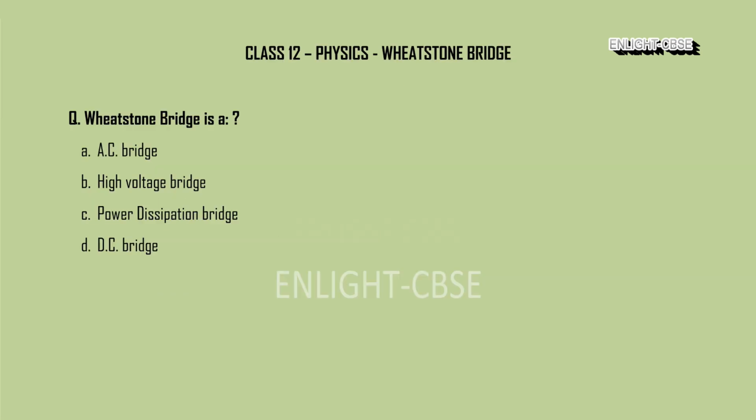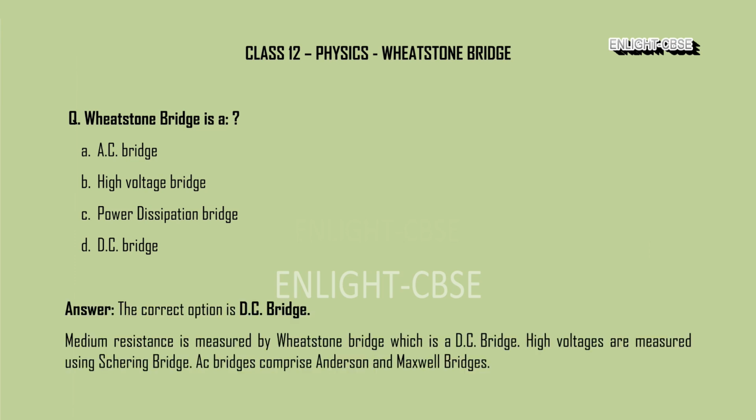Question: Wheatstone bridge is a A. AC bridge, B. High voltage bridge, C. Power dissipation bridge, D. DC bridge. Answer: DC bridge. Medium resistance is measured by Wheatstone bridge, which is a DC bridge. High voltages are measured using Schering bridge. AC bridges comprise Anderson and Maxwell bridges.